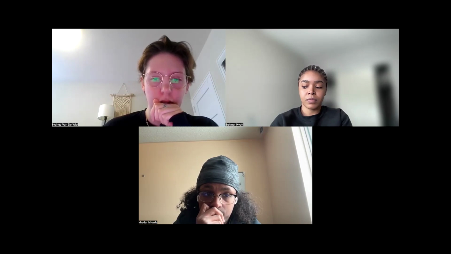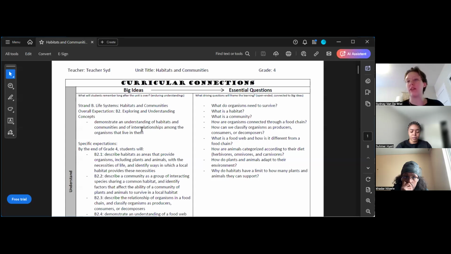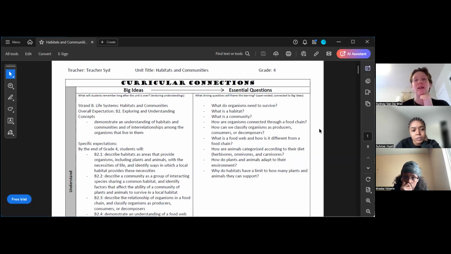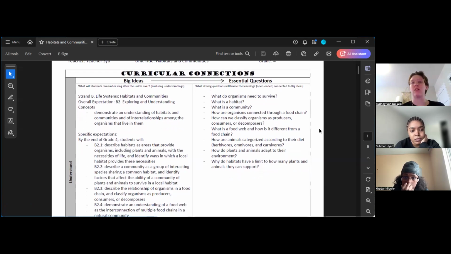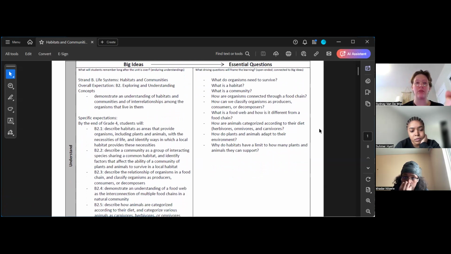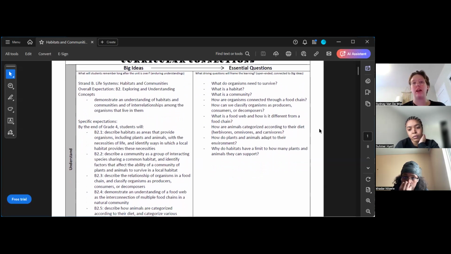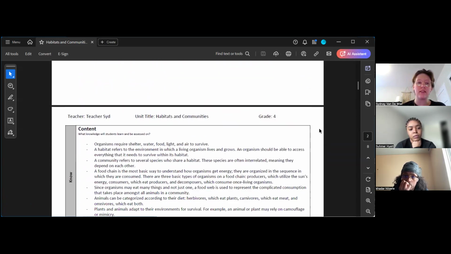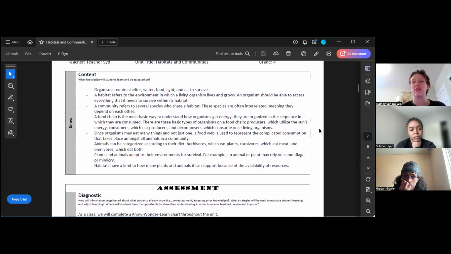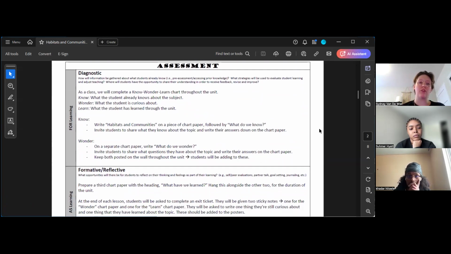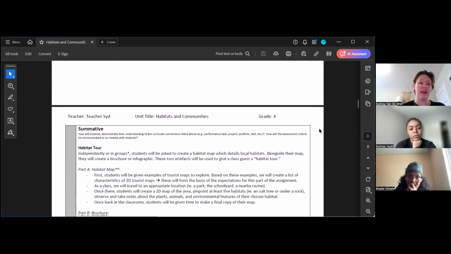So I'm first just gonna quickly scroll through the actual unit plan itself, just so you can get a sense of how it's laid out. My unit is Habitats and Communities. It's a grade 4 unit. Following the backwards design structure, we have our big ideas, which are the overall and specific expectations that go into the essential questions. We have our competencies listed, and then the content is essentially just the answers to the essential questions that I created. For our assessment, it goes through assessment 4 as and of learning.